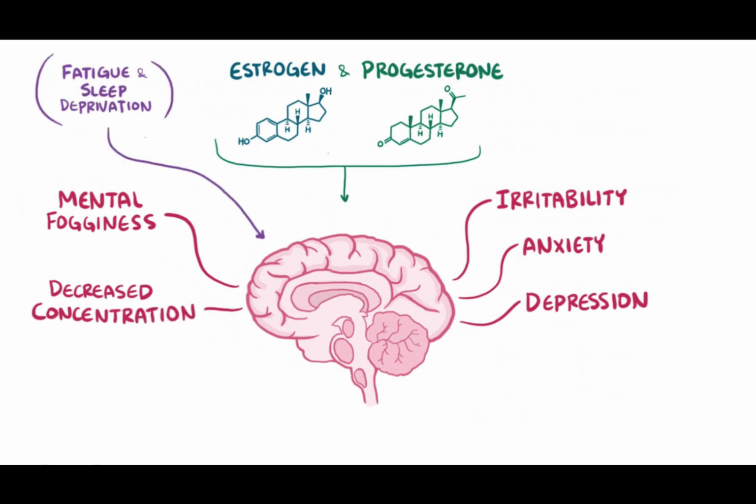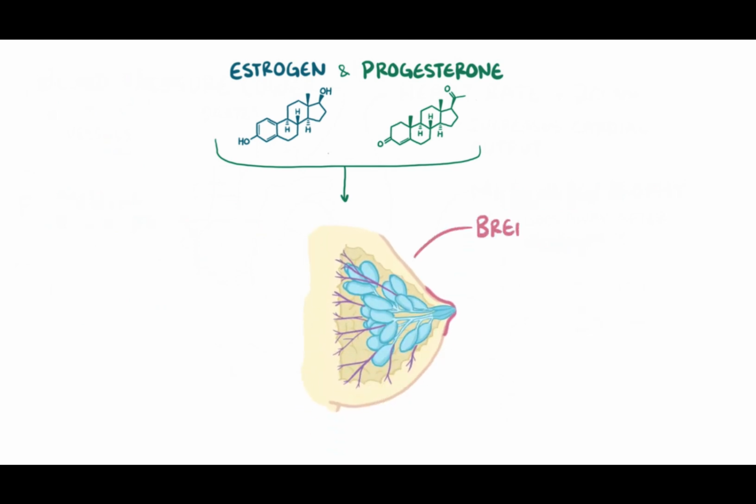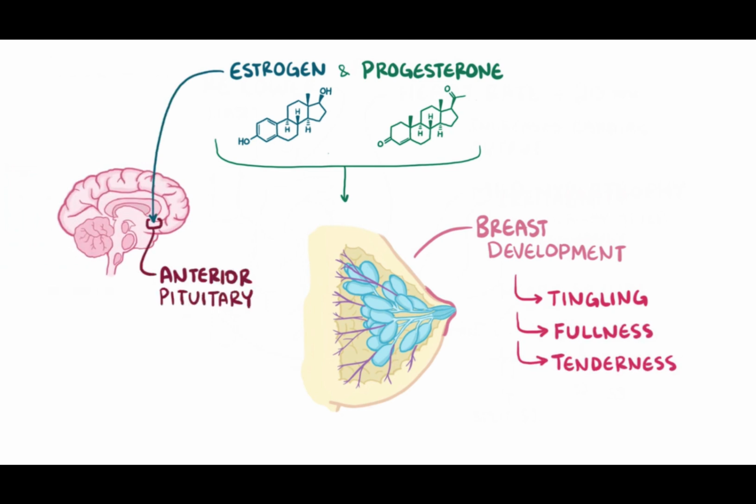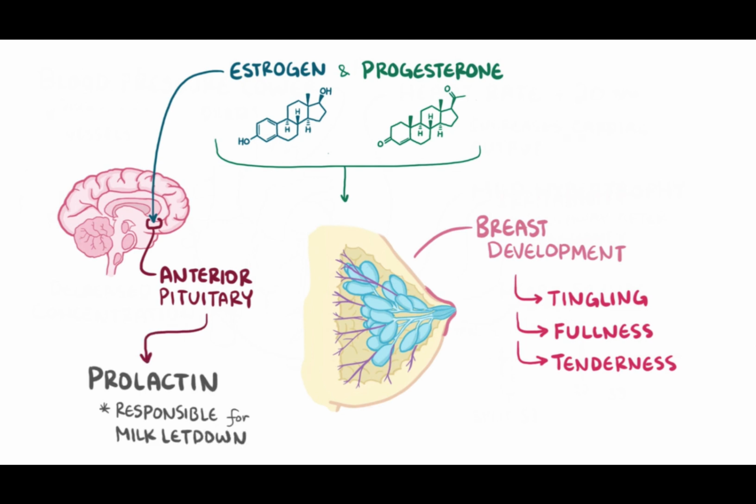During the pregnancy, estrogen and progesterone will promote breast development and the milk-producing machinery that will go to work after the baby is delivered. Increased blood flow to the breasts and building of the breast tissue may cause symptoms like tingling, fullness, and tenderness. Estrogen also stimulates the anterior pituitary to produce prolactin, a hormone responsible for milk production and letdown. Though the high levels of progesterone present during pregnancy inhibit prolactin's milk letdown effect until the baby is born and estrogen and progesterone levels fall.